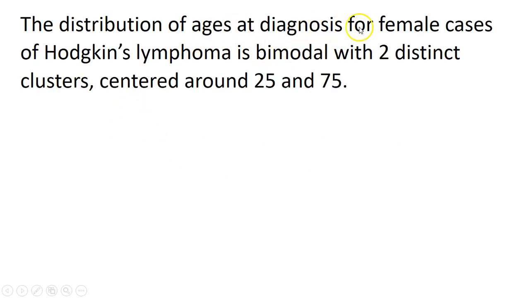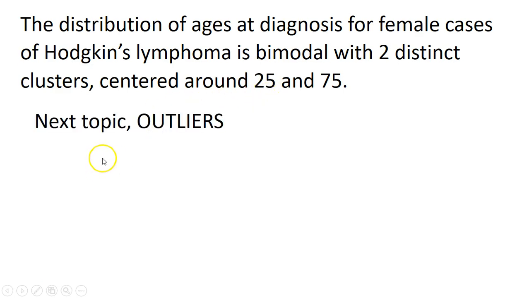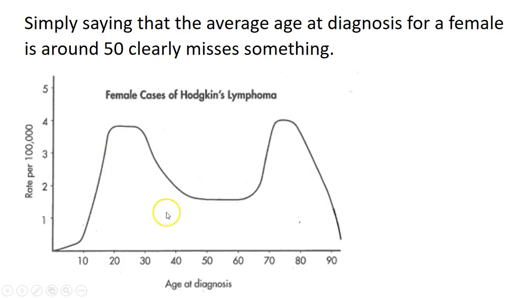The distribution of ages at diagnosis for female cases of Hodgkin's lymphoma is bimodal, bi meaning two, with two distinct clusters centered around 25 and centered around 75. Those are the bigger clusters and bigger areas to focus on. It kind of makes sense what I'm getting at there. Even though technically I could average it all out and say, well, that's the middle, that's the center of your data. It is, but the center is not really important. What's more important is there seem to be two clusters where people are getting more cases of Hodgkin's lymphoma, around 25 and around 75. Bigger deal, right?